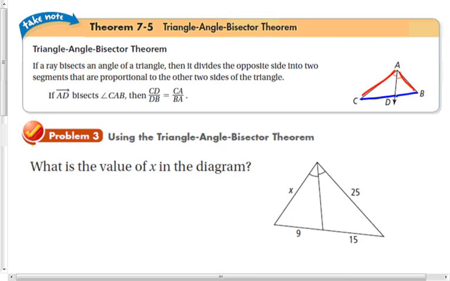So to find the value of x here, we can take 9 over 15, the two segments that it splits off the bottom, 9 and 15, they should be proportional to the sides that are adjacent to those two. So x over 25. Then using cross product property, that's the angle bisector theorem.